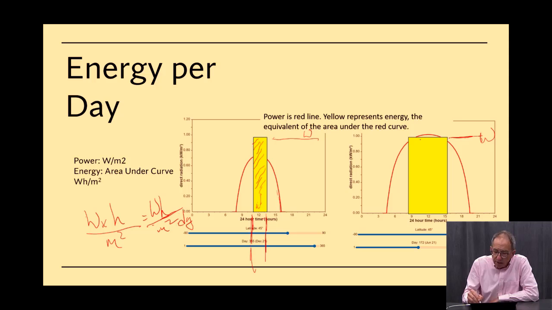All right, and we can do the same thing here. This yellow rectangle has the same area as what's under this red line, the area under that curve. And so we get watt hours per square meter. Typically, that's what's being reported, kilowatt hours per square meter.